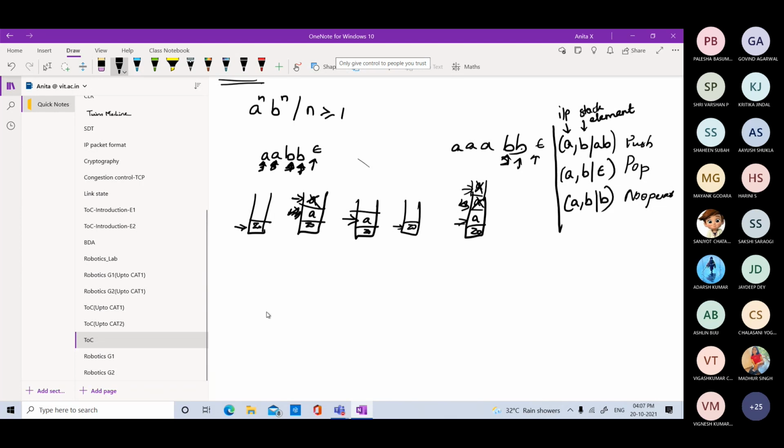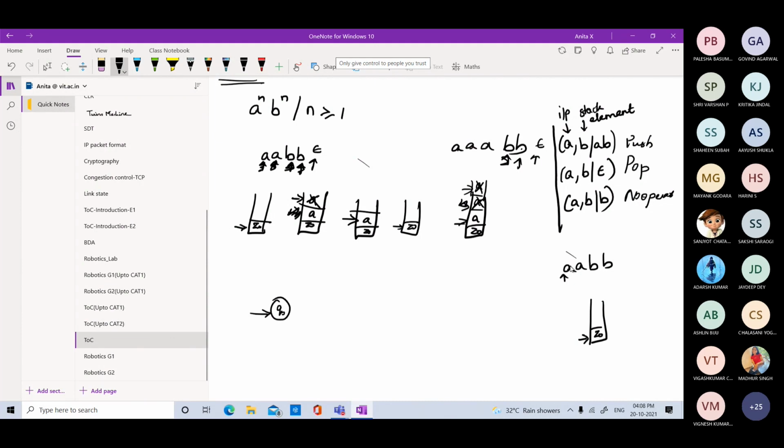Here we can start, as usual, similar to the finite automata, with a start state, which is represented by an incoming edge, and the final state is represented by a double circle. Let me take the same example, AABB, with the same stack. The stack by default will have Z naught at the bottom. This is the initial configuration.